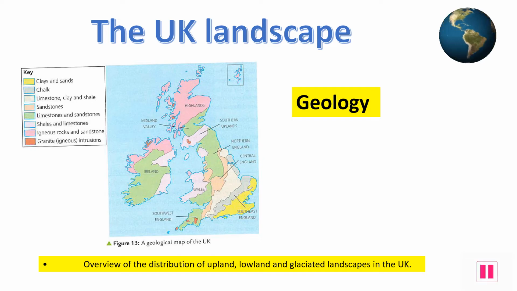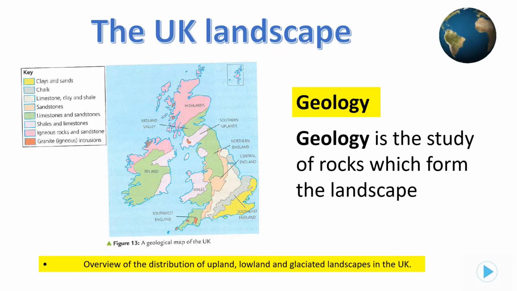One of the main factors behind the shape of our natural landscape is the geology. Do you know what that word means? Geology is the study of rocks which form the landscape. The map shows a selection of different types of rocks found in the UK. Each type of rock reacts differently to being weathered and eroded. This helps create a varied landscape of ours. Do you know what the different rock types are?